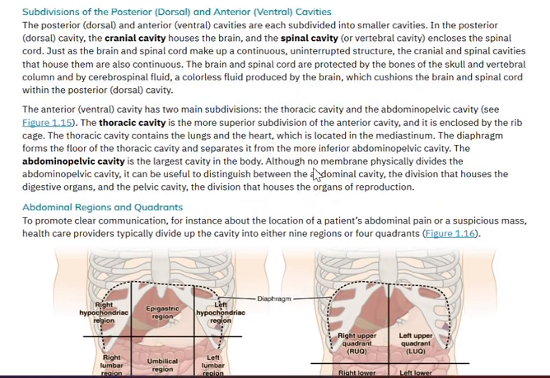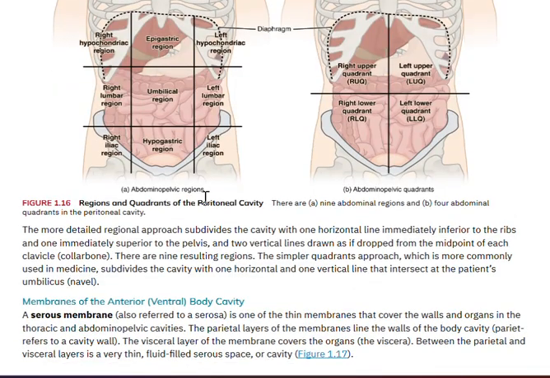Gotta zoom in real quick. Alright, so you got these other cavities, and then they break it down into regions and quadrants. Left hypochondriac, right hypochondriac, and you gotta think that it's not your right, it's the opposite. So your right is somebody's left if they're looking at you. So always keep that in mind.